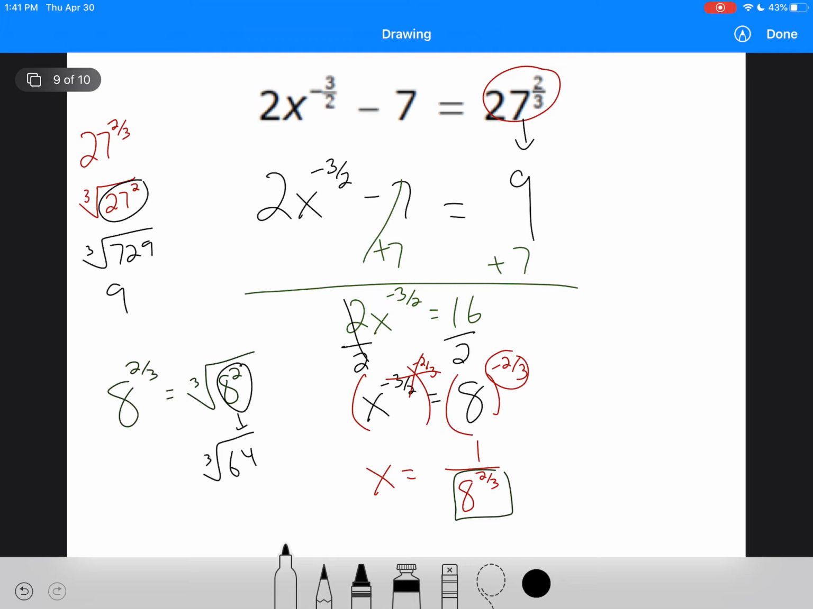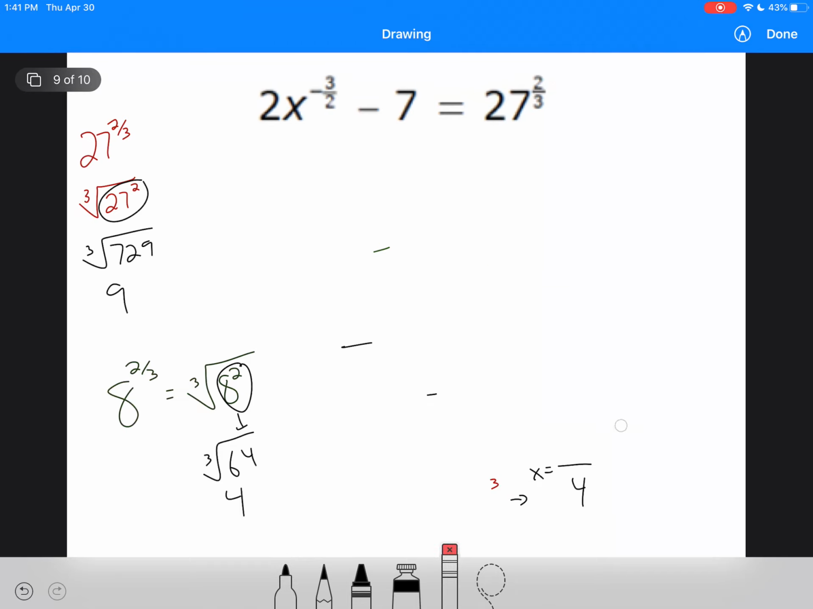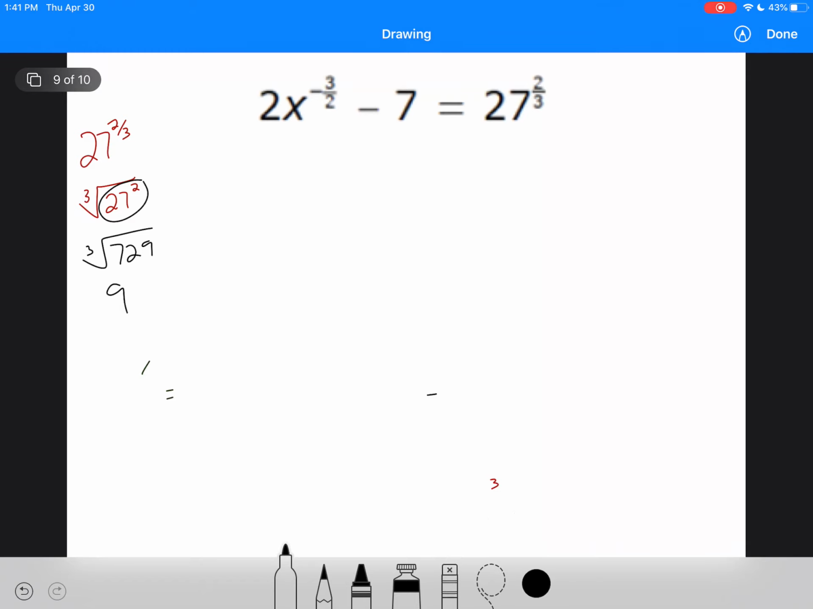When we simplify 8 squared, it gives us 64. And the cube root of 64 is 4, because 4 times 4 times 4 is 64. So this can be written as 4. And then we have the 1 at the top. So x equals 1 over 4 is what our solution is. Okay? So when you have an exponent that is negative, it's going to go to the bottom. Let me just make sure we're clear with that.